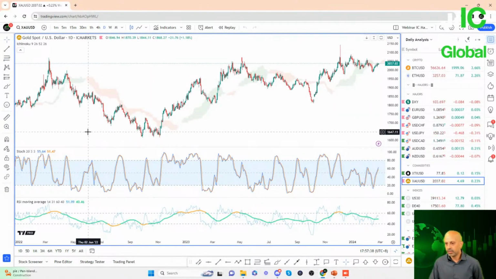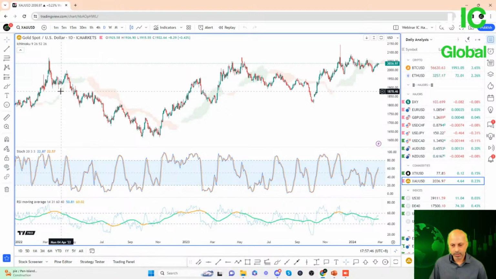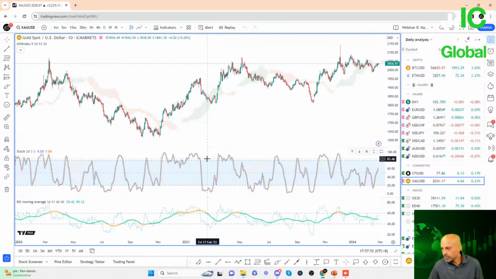Is everyone familiar with the Ichimoku cloud? Okay, just a quick review. Thanks so much, Skipper. We'll take note of that. Charts could be big.